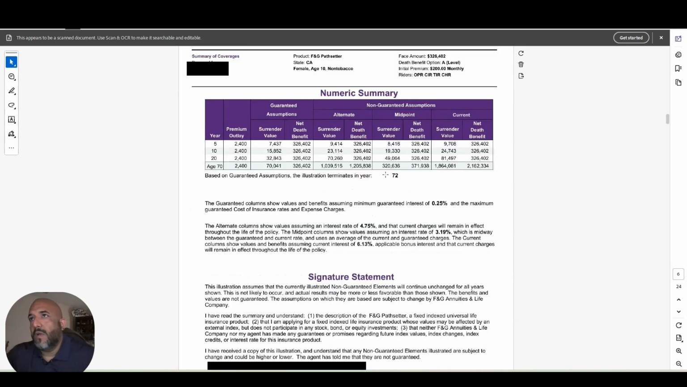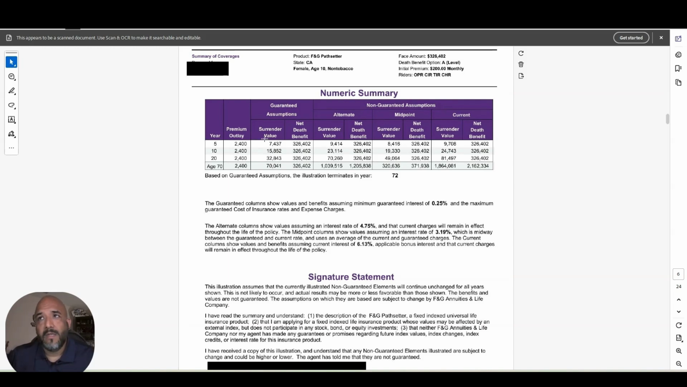All right, so on this page here, we're going to talk about the assumptions, meaning how much money the IUL policy at $200 a month can accumulate over the next 5, 10, 20 years, okay? So these are guaranteed assumptions here. You have guaranteed assumptions, and then these are non-guaranteed assumptions: non-guaranteed alternate assumptions, non-guaranteed midpoint assumptions, and then non-guaranteed current assumptions.